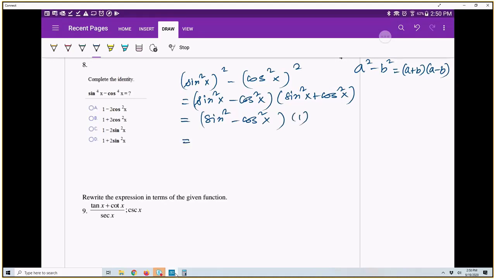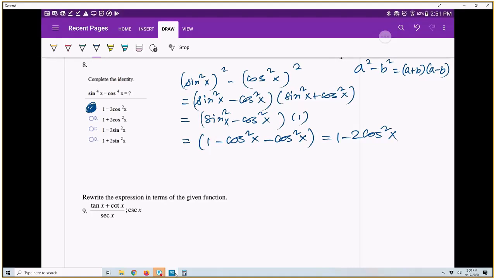Because I can write sine squared x as 1 minus cosine squared x by Pythagorean identity. So this is what I'm going to get. And times 1 doesn't change anything, so I'm not writing it anymore. So I get 1 minus 2 cosine squared x. So that's the first one.